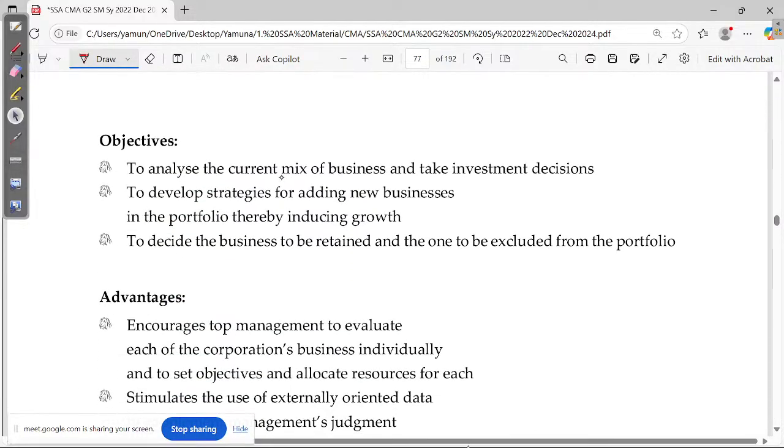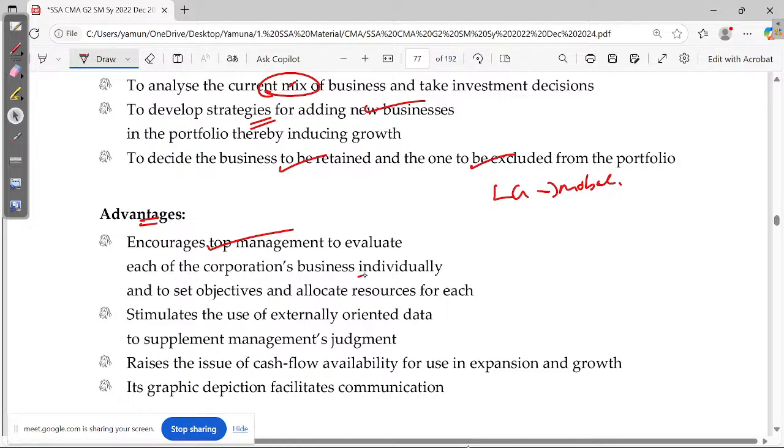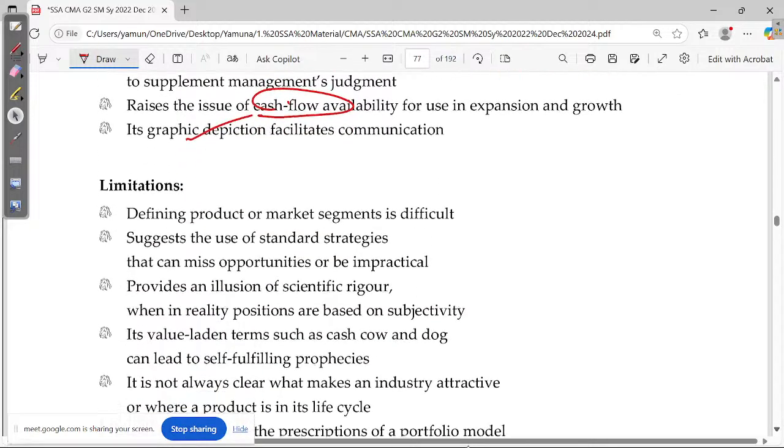So the objective: you analyze the current mix of business and take investment decisions. You develop strategies accordingly, whether you're going to add a new business to the portfolio or whatever it is. And you decide which business has to be retained and which has to be excluded. How LG did with mobile phones, it excluded them from its portfolio. Advantages: obviously, it is encouraging top management. It evaluates each business separately, individually, and it stimulates the use of externally oriented data, raises the issue of cash flow availability, and the graphical depiction will be helpful for communication.